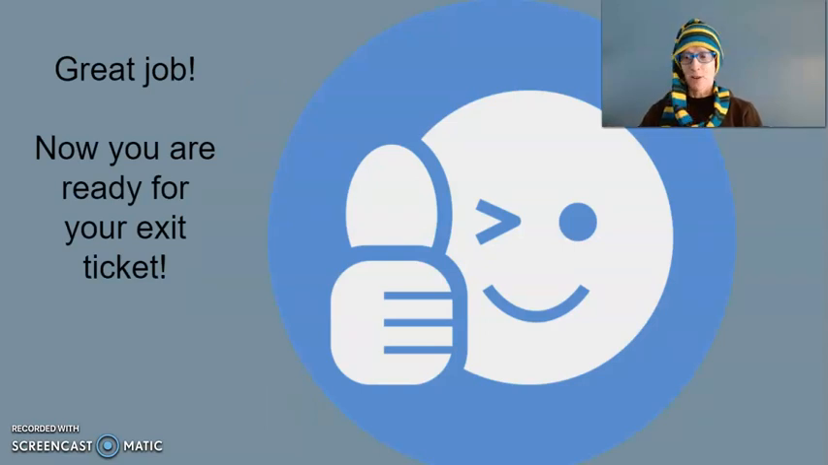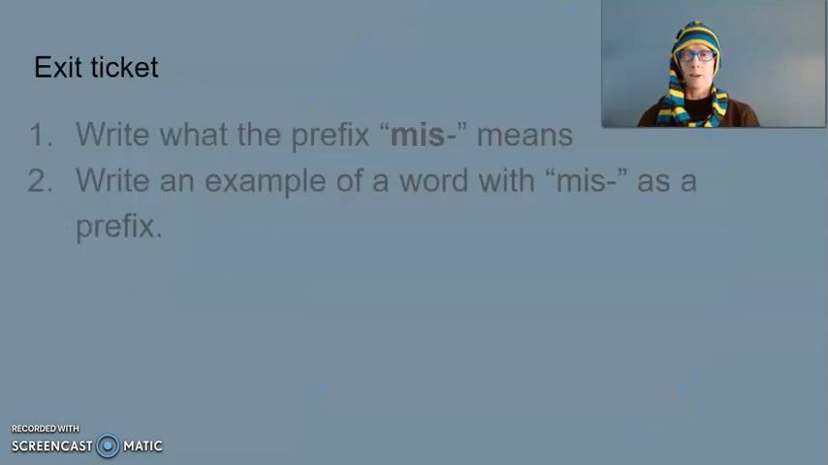Great job! Now you're ready for your exit ticket. Your exit ticket is to write what the prefix miss means. Then write an example of a word with miss as the prefix.